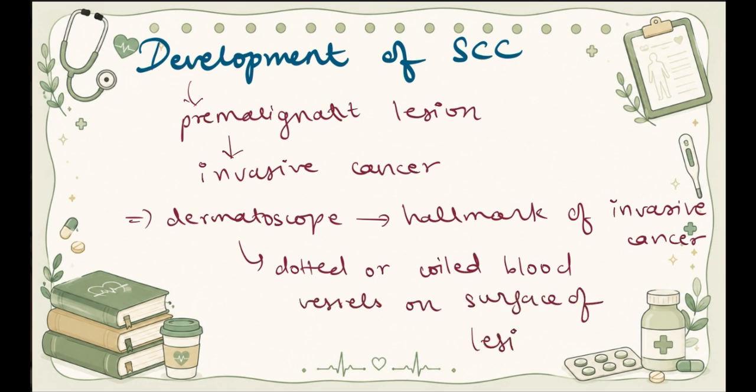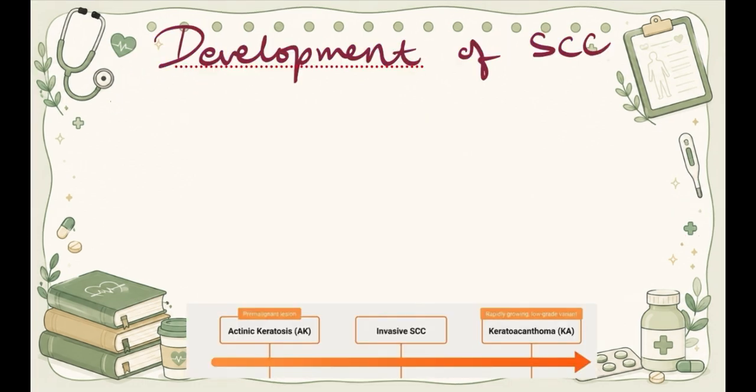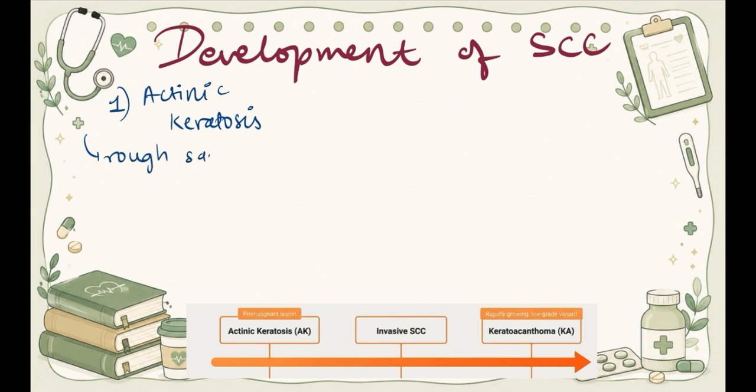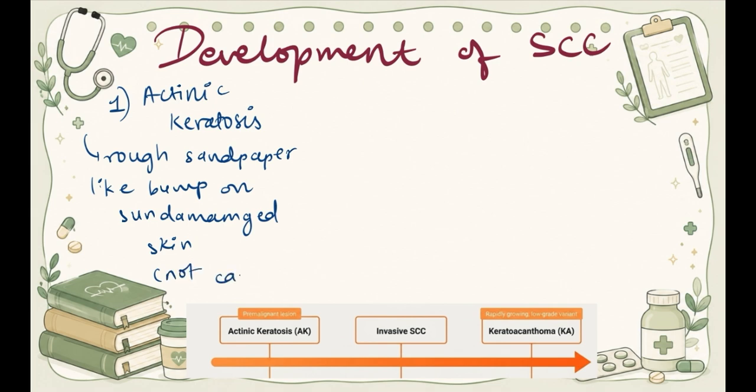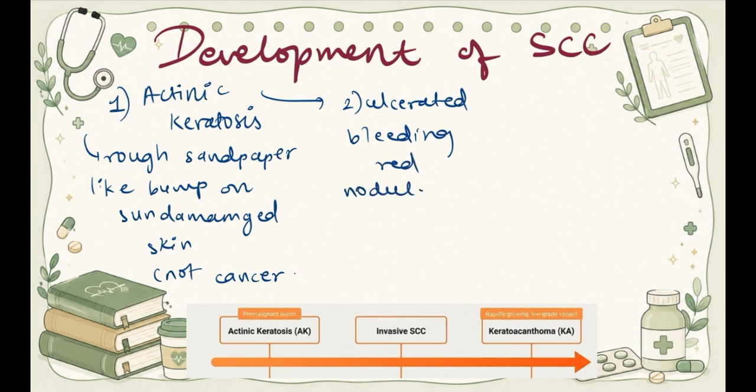of the lesion. This progression spectrum usually begins with something called actinic keratosis, or AK. This is a rough, sandpaper-like bump found on heavily sun-damaged skin. It's not cancer yet, but it can turn into it. If it progresses into invasive SCC, it typically transforms into an ulcerated, bleeding red nodule or a firm bump.